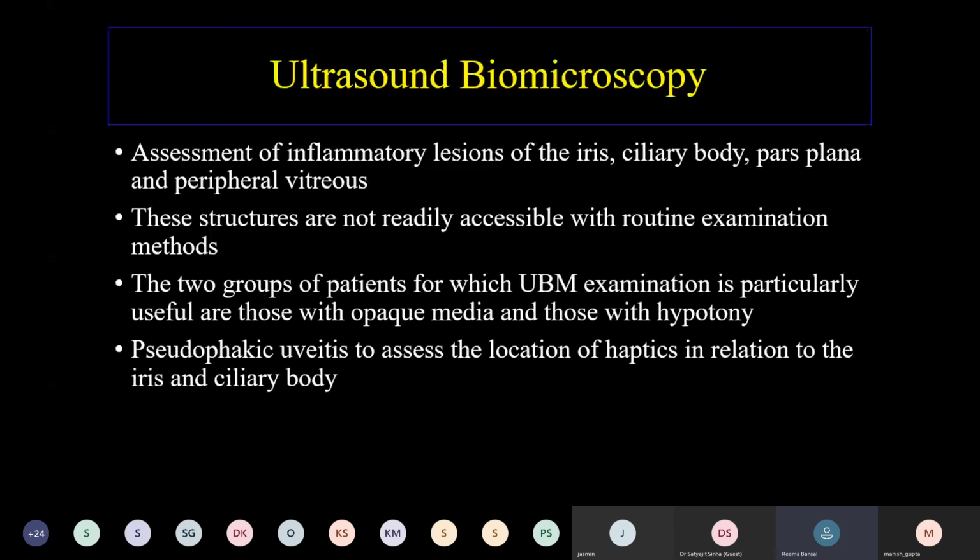We know that. So the two groups of patients for which UBM is very important are those with opaque media, because you may have a very dense or horrifying panuveitis going on, and those with hypotony, again in eyes with chronic inflammation. In pseudophakic uveitis, it's helpful to assess the location of the haptics in relation to the iris and ciliary body.